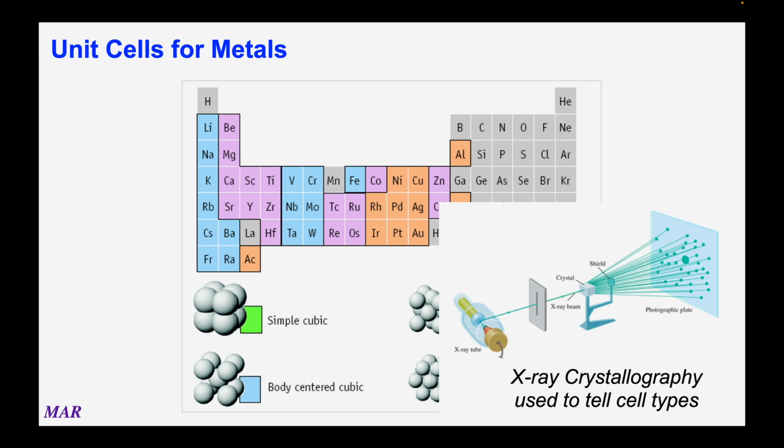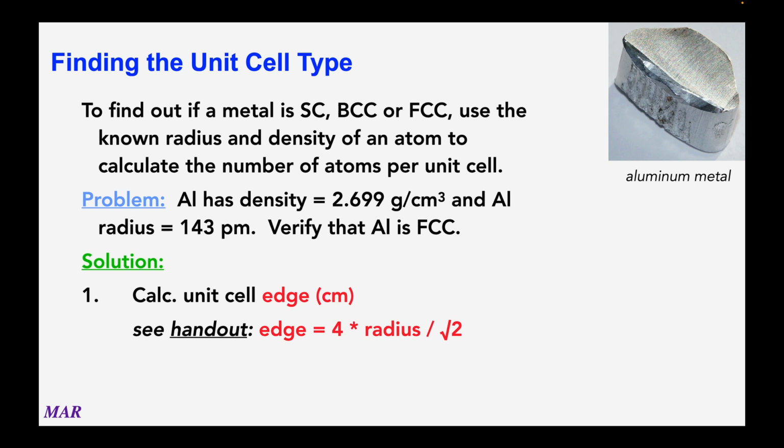If you're an X-ray crystallography person, you will have the opportunity to join many research groups. You'll do the X-ray work for them, and you'll be added into research papers. It's pretty cool. So let's look at an example of how you can find out if a metal is simple cubic, body-centered cubic, or face-centered cubic. And we'll use this example with aluminum. Aluminum has a density of 2.699 grams per centimeter cubed. The radius is 143 picometers, and we can actually use this information to verify that aluminum is face-centered cubic.